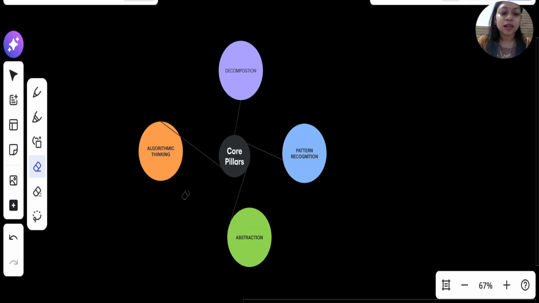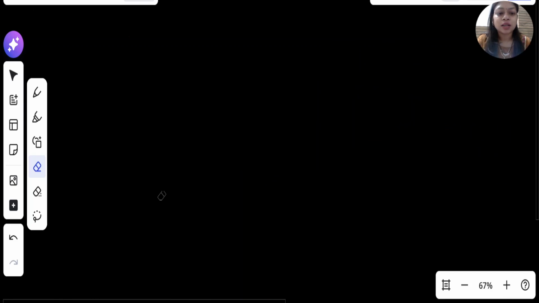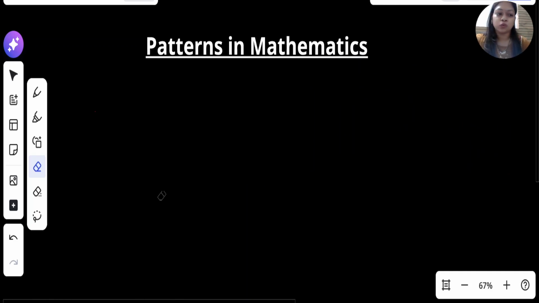Then algorithm thinking is based on the same pattern which you observed in the complex problem, and you try to fragment it, you try to analyze the things for the future, which is basically known as algorithmic thinking. Now as your NCERT's first topic is patterns in mathematics, let's understand patterns in mathematics first, then we'll move to the questions.